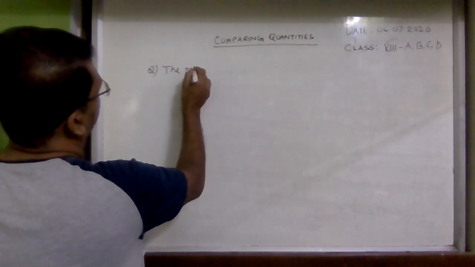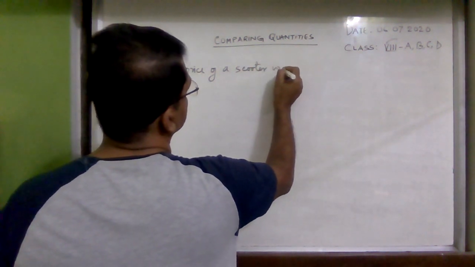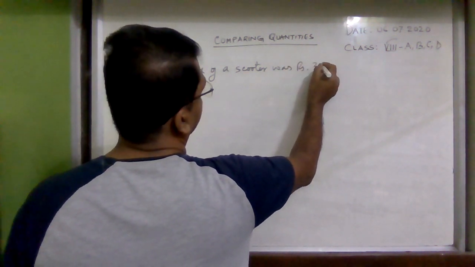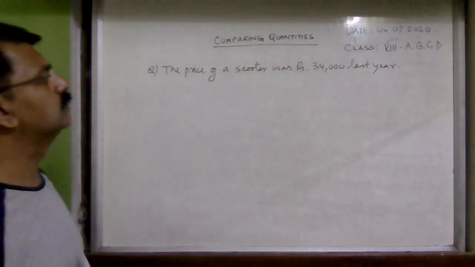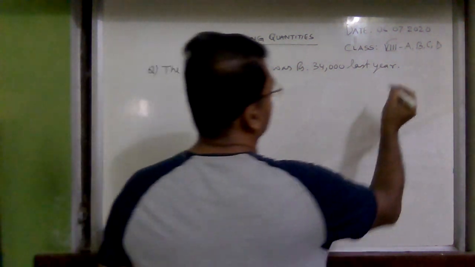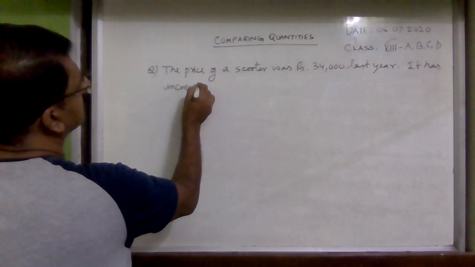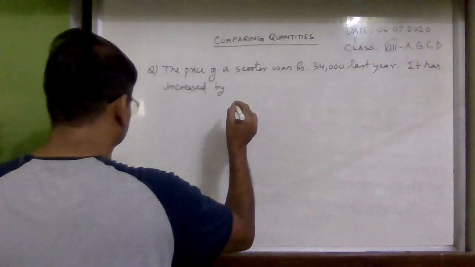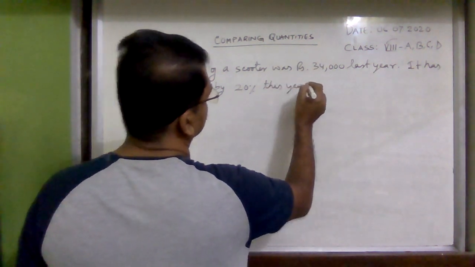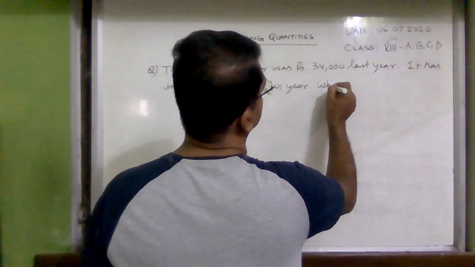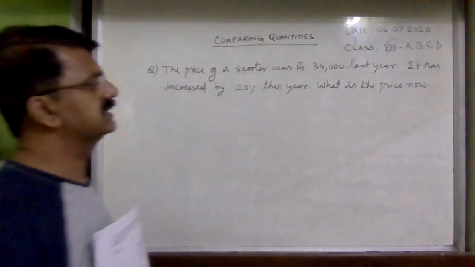The price of a scooter was rupees 34,000 last year. The price of a scooter was rupees 34,000 last year. It has increased by 20% this year. What is the price now? What is the price now?